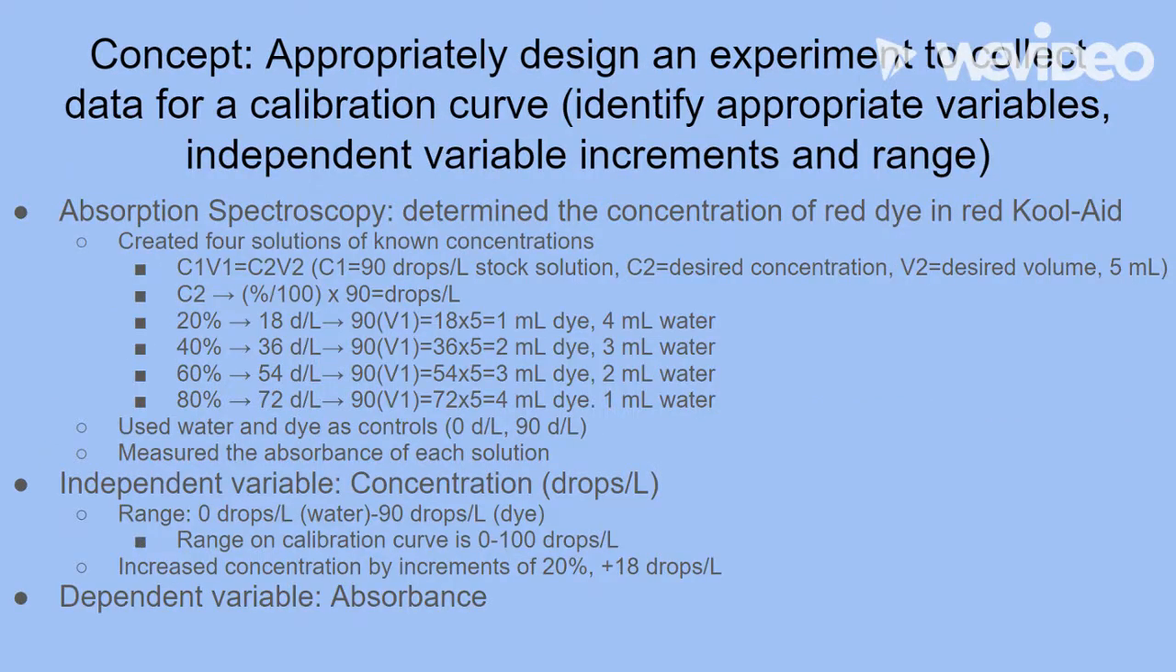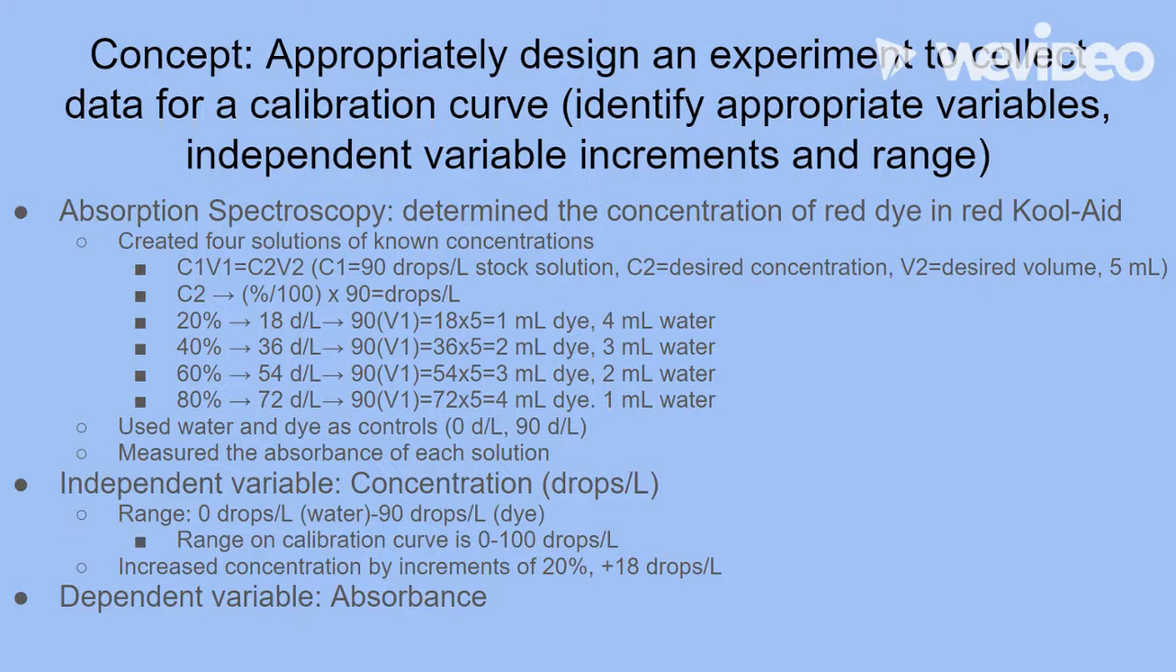The third concept is appropriately design an experiment to collect data for a calibration curve. For my calibration curve, I used the absorption spectroscopy experiment, in which I determined the concentration of red dye in red Kool-Aid. I created 4 solutions of known concentrations. 20, 40, 60, and 80% were the concentrations of dye in each solution. I had to convert these percentages to the concentration in drops per liter. I did so by taking the percentage and dividing it by 100 and multiplying that by 90, which is the concentration of the stock solution.